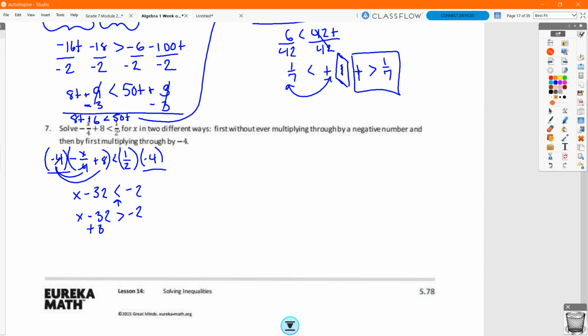Now I can add 32 to each side. 32 minus 32 is 0, leaves me x is greater than 32 minus 2 is 30, so my answer is x is greater than 30. You get to do the second part as homework. Just a couple problems. I'm not trying to put too much weight on you here, okay? Like I said, watch this over and over again if I went too fast on you.